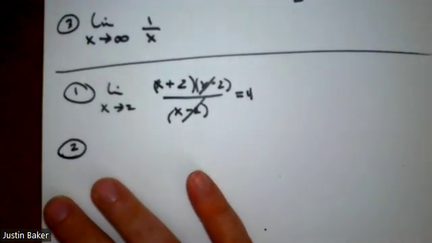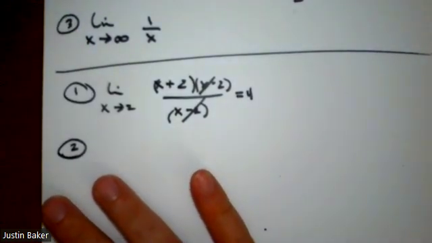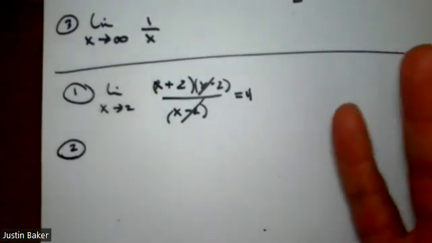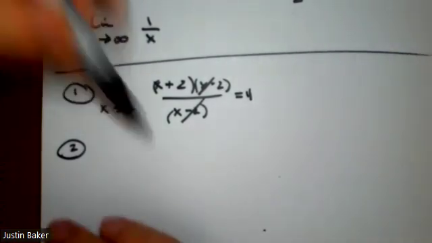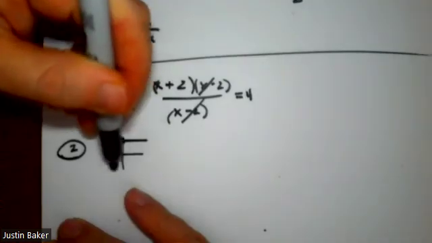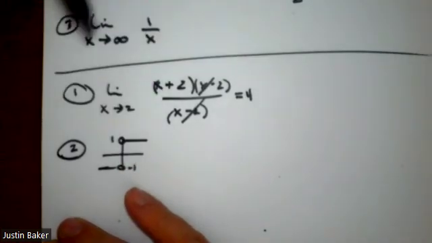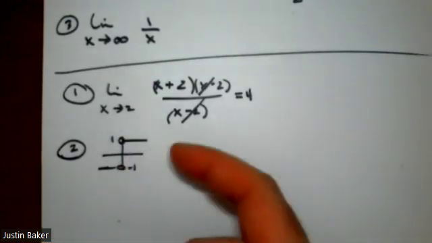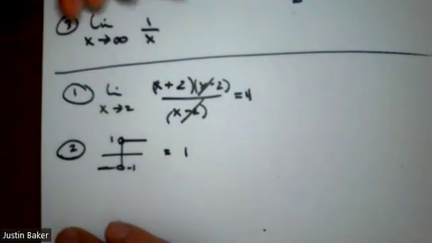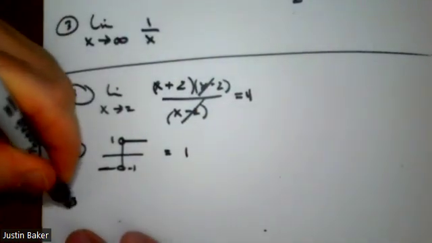For number 2, if you plug in 0 from this, now we've got to think about it. Can I plug in 0? No, but we should know that that graph is a square root graph. So that graph looks like this. And as we approach 0 from the right-hand side, that would give us an answer of 1.